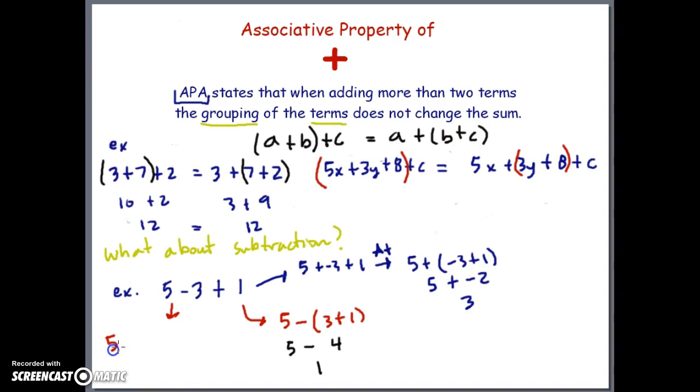If we had 5 plus parentheses negative 3 plus 1, you can see here that inside the parentheses it's negative 3 plus 1, which is correct.